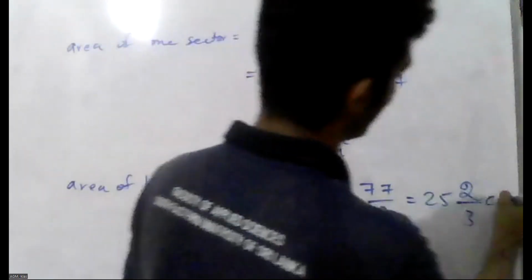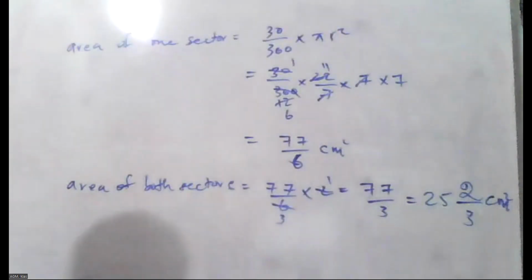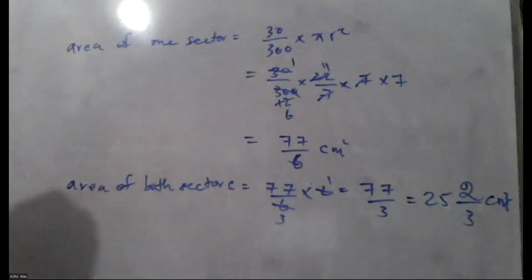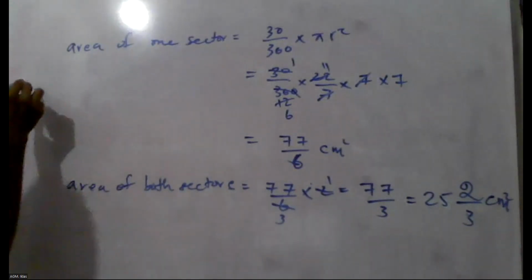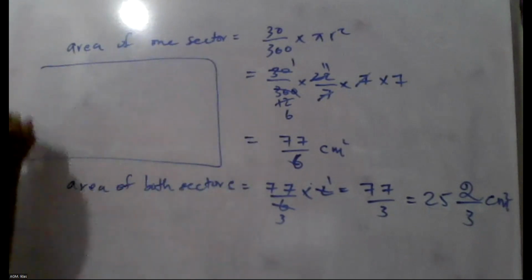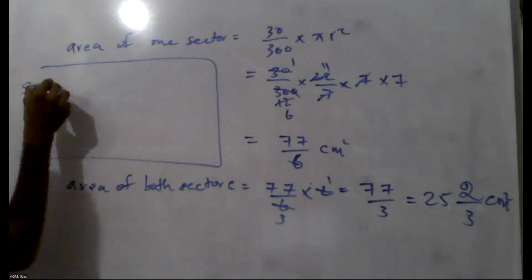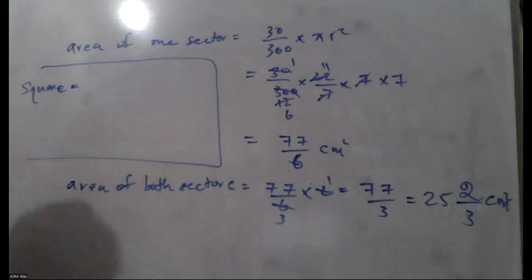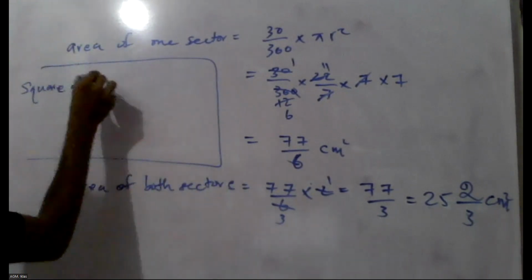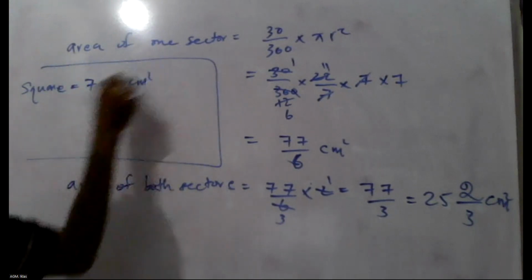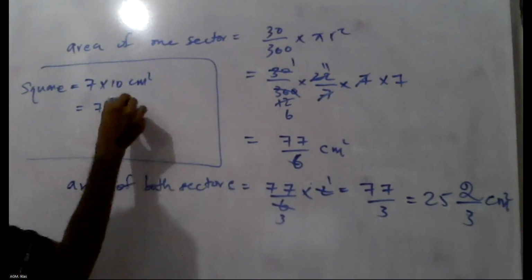Now we have to find the area of the rectangle, which is equal to 7 into 10 centimeters square, that is 70 centimeters square.